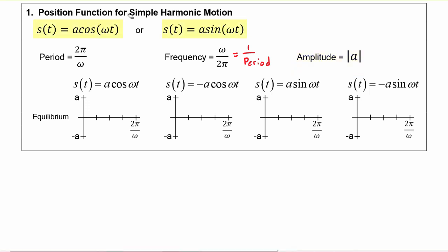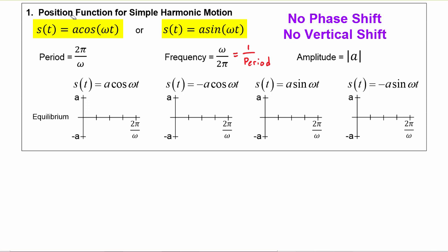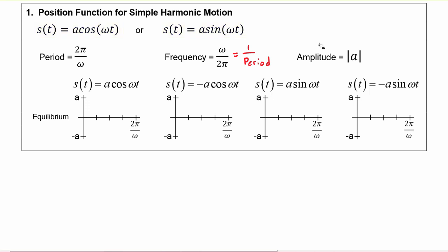Now notice in these equations, because there's no C or D, there will be no phase shift and there will be no vertical shift. There's only going to be the amplitude, which will give us vertical stretch or compression, and the period is 2 pi over omega, which could be a horizontal stretch or a horizontal compression.